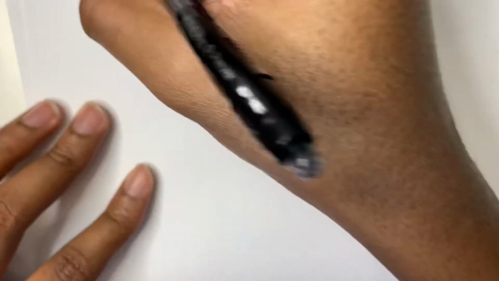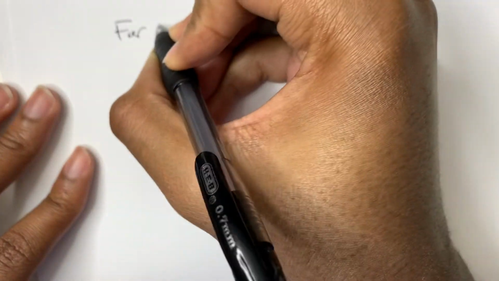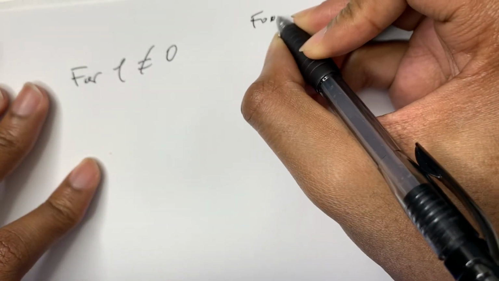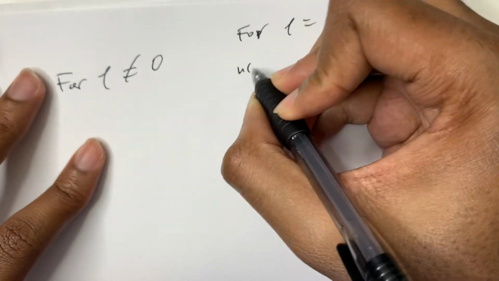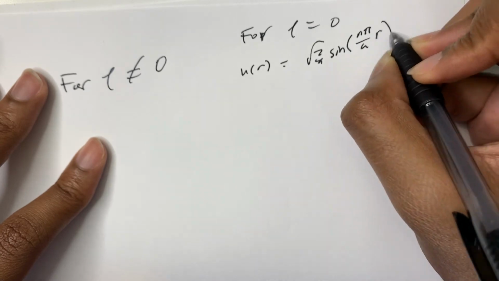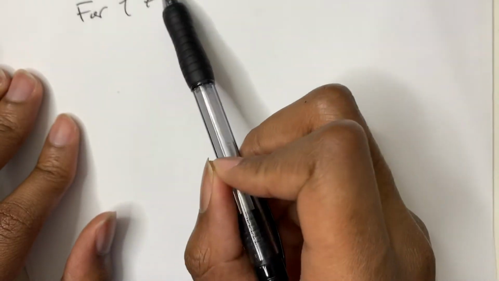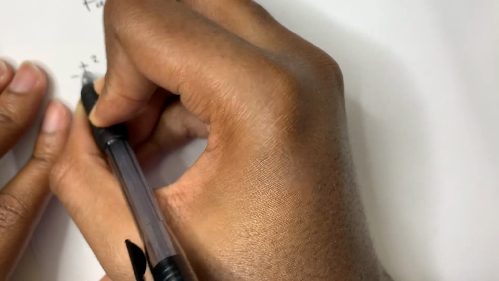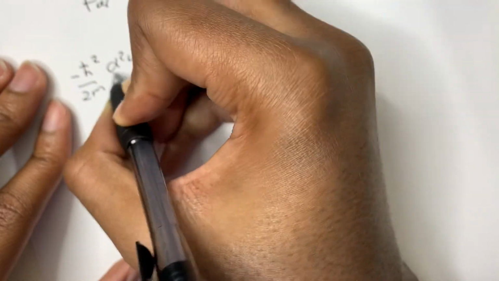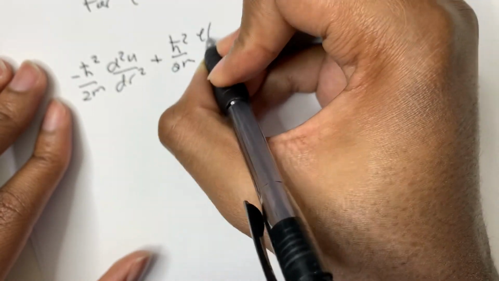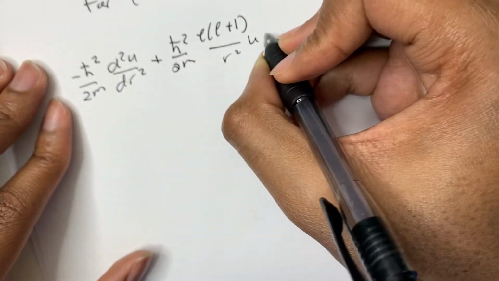So for L does equal 0, u of r is the square root of 2 over a times sine of n pi over a r. Okay. That's u of r. But what about for L not equal to 0? Well, for L not equal to 0, our Schrödinger equation is minus h bar squared over 2m times the second derivative of u, plus h bar squared over 2m times L times L plus 1 over r squared u equals E u.